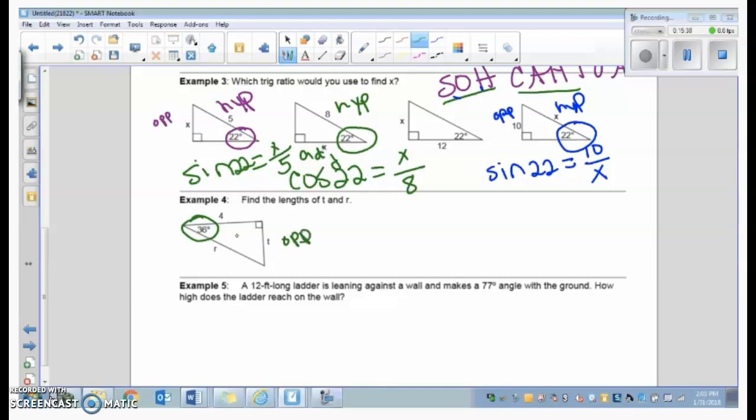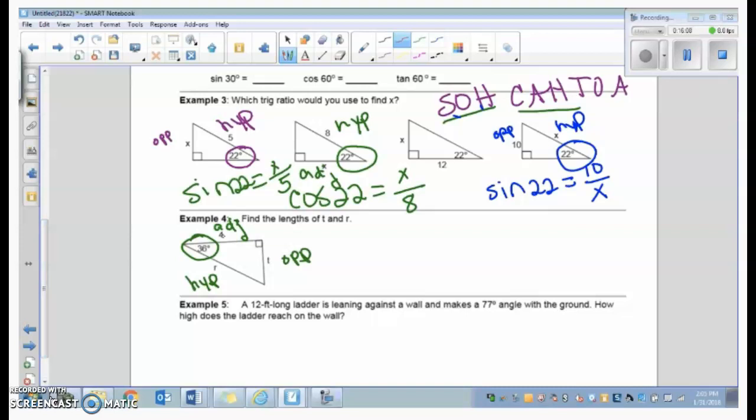First, we're only given one angle, and technically we would have enough information to find the third angle. The third angle would just be 90 plus 36, and then you subtract that from 180. You could get the third angle, but let's just use 36 as our reference angle and we'll label it. So we have our t as our opposite, r is our hypotenuse, and then 4 is our adjacent.